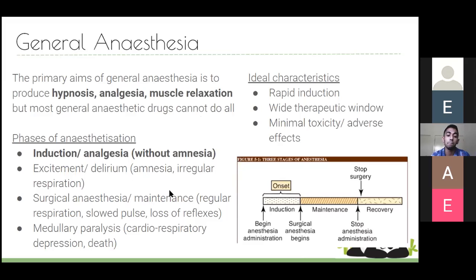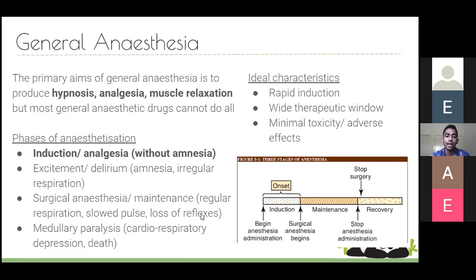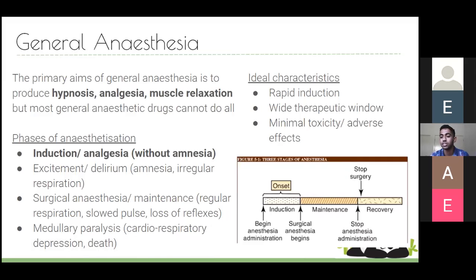Then we have our maintenance phase, or when we have surgical anesthesia. So it's when they're starting to operate. We've got regular respiration, but we've got a slow pulse and a loss of our reflexes. And then depending on whether you stop your anesthetic or you continue it, if you continue it, you're going to get medullary paralysis. So your medulla is not going to work, and that's where our cardiorespiratory centers are. So you can stop breathing, or you can stop the anesthetic at that point and they'll start to recover after that.